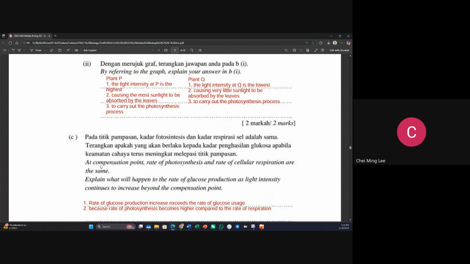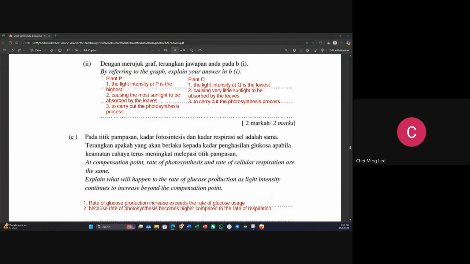Okay, now at compensation point, the rate of photosynthesis and the rate of cellular respiration are the same. So explain what will happen to the rate of glucose production as light intensity continues to increase. Now, when it is beyond the compensation point, the rate of glucose production will increase and exceed the rate of glucose usage.